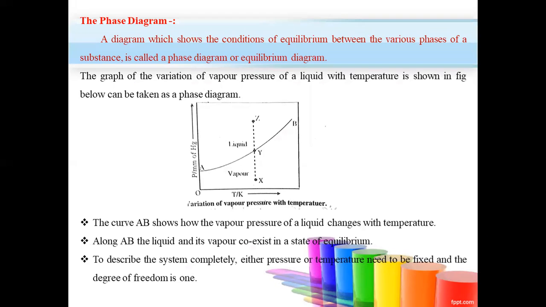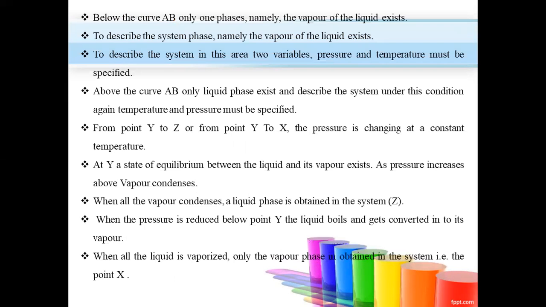The graph of the variation of vapor pressure of a liquid with temperature is shown in the figure below. The diagram indicates that the phase diagram depends on the vapor pressure and the temperature. The curve AB shows how the vapor pressure of the liquid changes with temperature. Along AB, the liquid and its vapor coexist in a state of equilibrium. To describe the system completely, either pressure or temperature needs to be fixed, and the degree of freedom is 1.